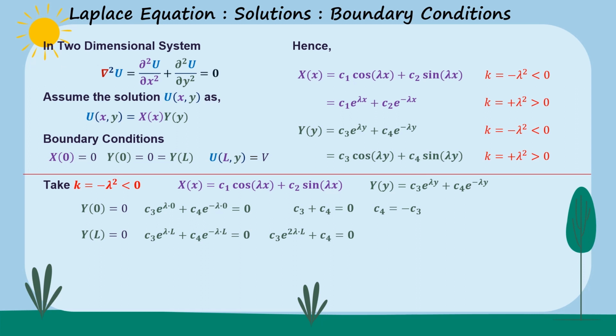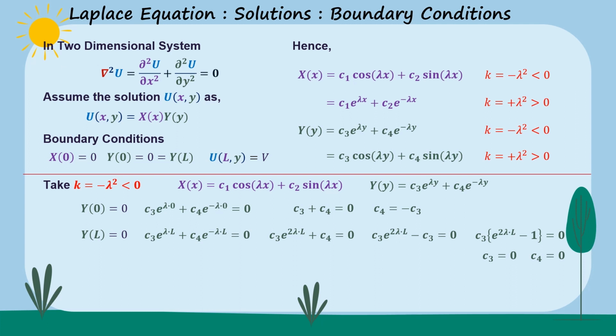It will be e to the power 2 lambda L plus C4 equal to 0. Now see that C4 and C3 are related with a minus sign. So if I use that relation, we can easily say that C3 is equal to 0. And if C3 equal to 0, obviously C4 must be 0. Now as C4 is 0 and C3 is also 0, therefore y at every value of y is equal to 0.